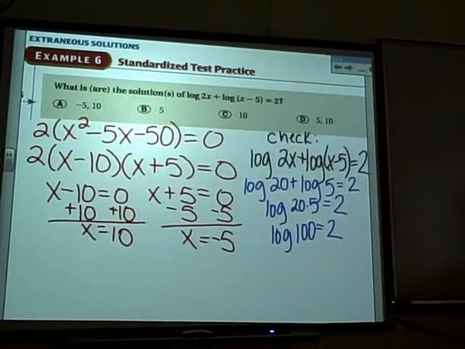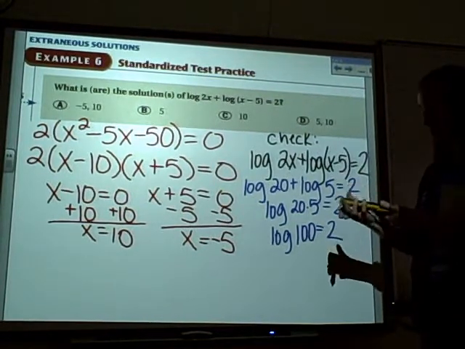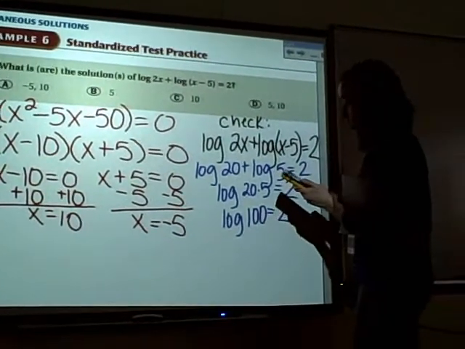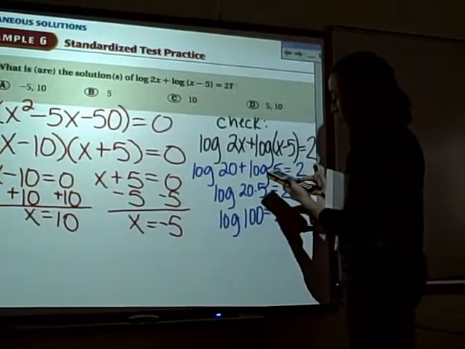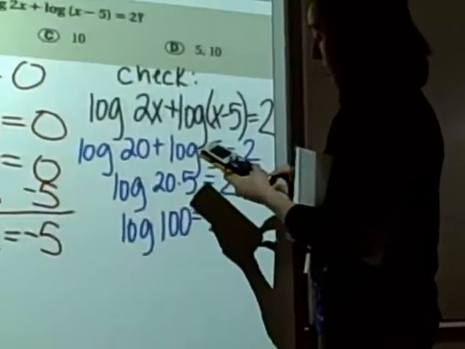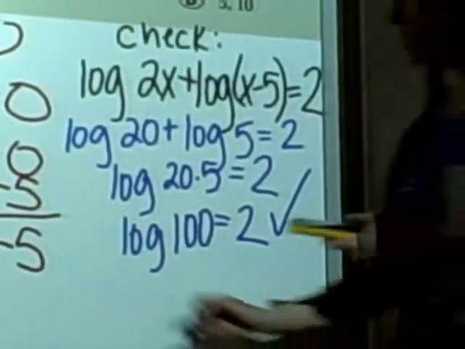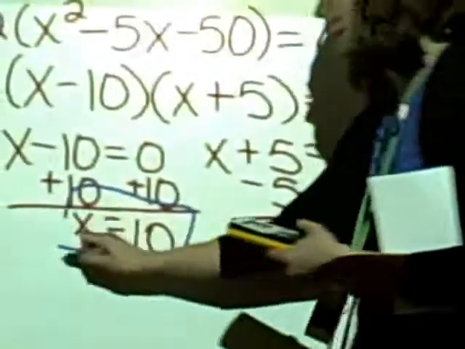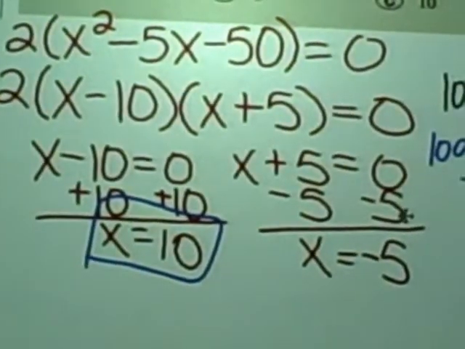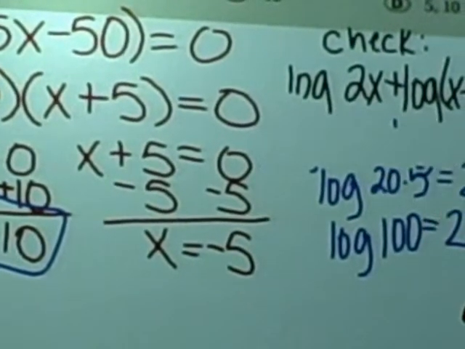When you do that, log is on the left side of my screen. I'm going to type in log of 100. Let's see if that gives us 2, and it does. So this one checks. So 10 is a solution. Now let's check negative 5. Let's see if that works.